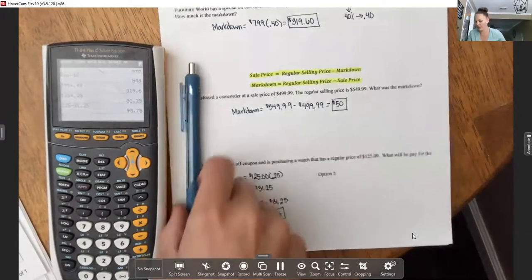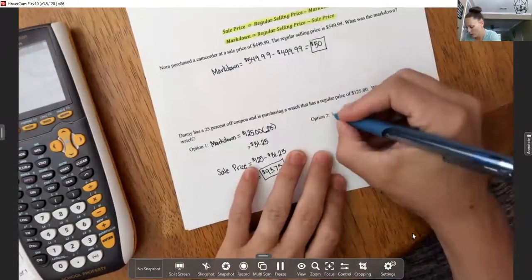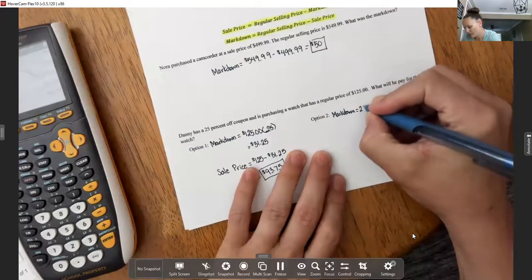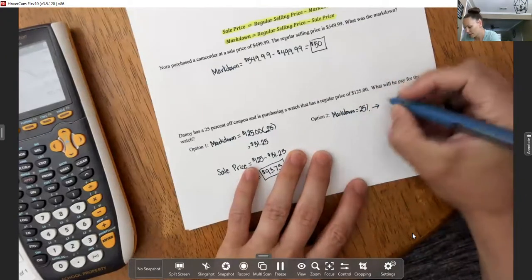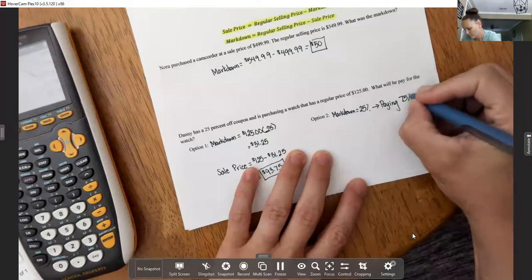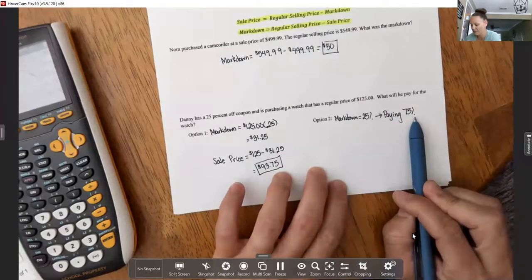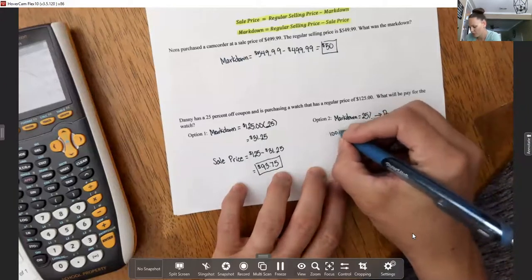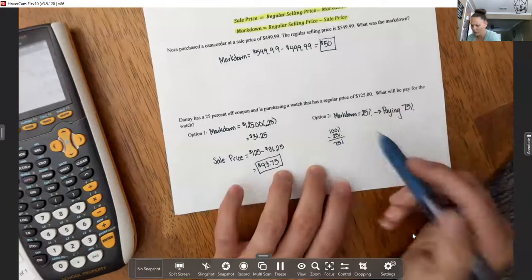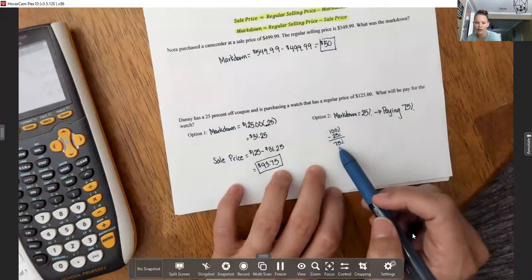The other option here, so if the markdown is equal to 25%, that means Danny is going to be paying 75%, right? He's saving 25%, so he's paying 75%. And where that came from was just 100% minus the 25% is 75%. And most of you probably don't even need to do that math, but that's how much is left.